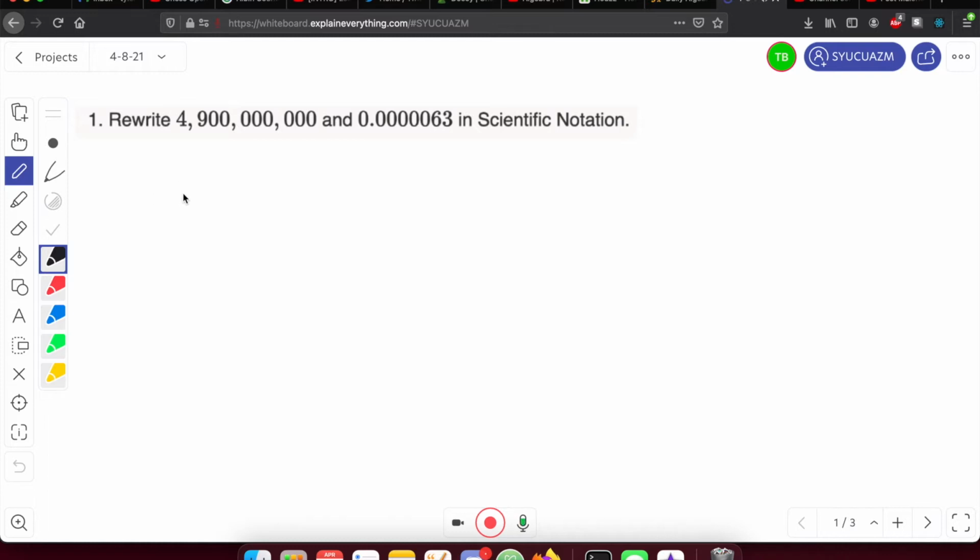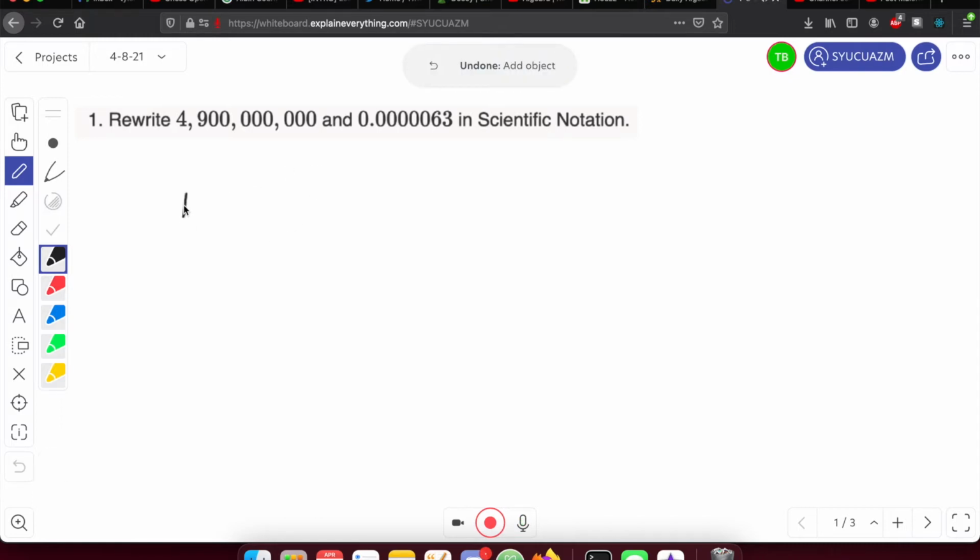Question 1. Rewrite 4,900,000,000 and 0.00000063 in scientific notation. So the first thing we need to remember is what scientific notation is. If we have a number of this kind of form, then scientific notation will be of the form a times 10 to the x, where x is a certain number of places. So just to show you how this works, we'll go through these problems.